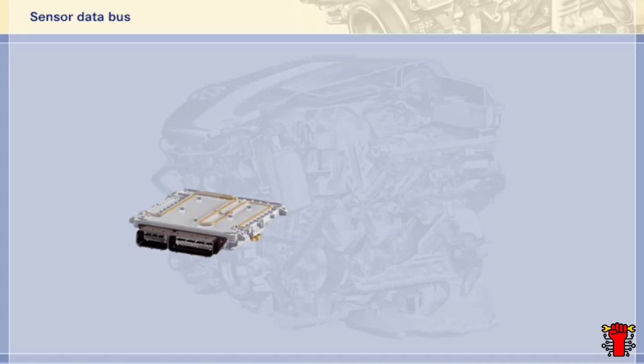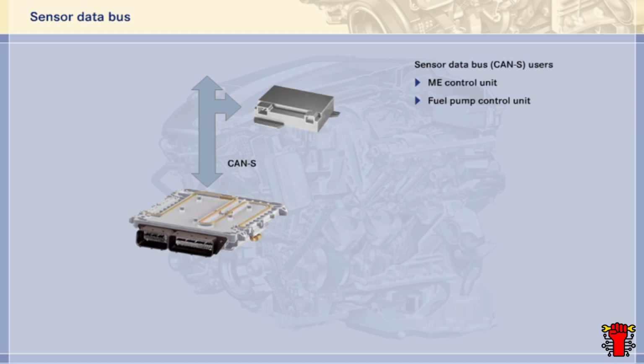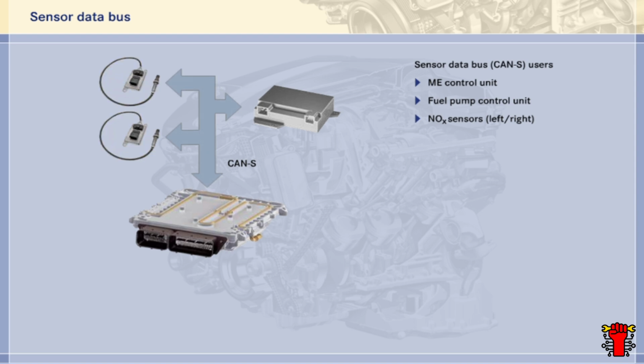The DE engine has an additional sensor data bus, CAN-S, which is controlled by the ME control unit. Also using the bus, in addition to the ME and fuel pump control units, are the two nitrogen oxide sensors with integral control units. The sensors are required for stratified-charge operation. The additional CAN-S bus only links these 4 bus users and, amongst other things, permits diagnosis of the fuel pump control unit.